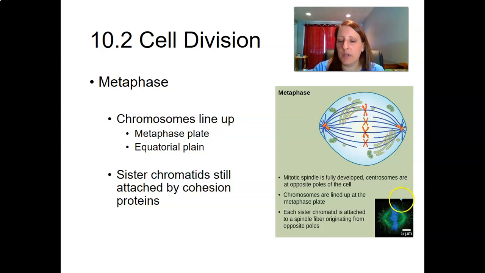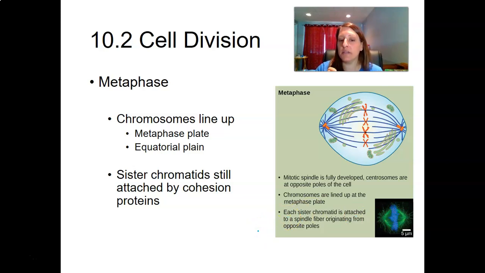This is neat. Here's a picture from your textbook. I haven't been pointing this out. This is a fluorescence micrograph. So this was taken with a fluorescent microscope, showing you in blue the chromosomes lined up, and in green, green is lighting up any microtubule. So the mitotic spindle is lit up in green. So it's showing you how those chromosomes line up and how that mitotic spindle is going to attach. It's a pretty cool picture.